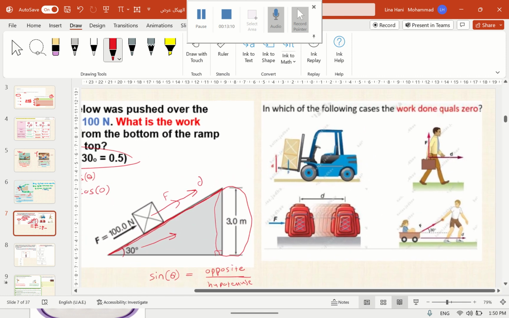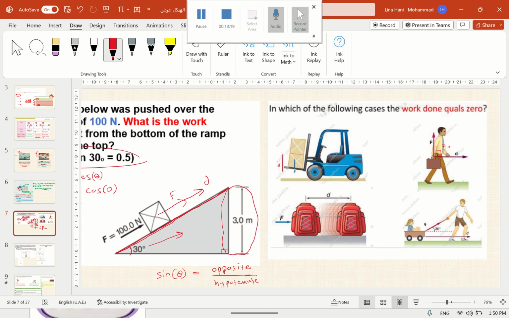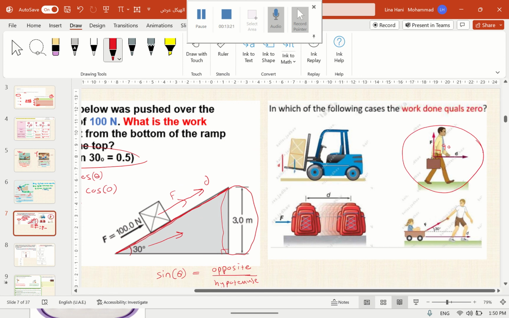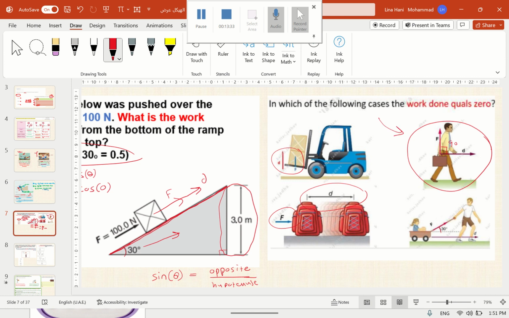This question here says, in which of the following cases is the work done equal to 0? Remember that when the angle between F and D equals 90, the work done by that force is 0. Here, both of them are in the same direction. Here also, both of them are in the same direction. Here they have an angle, but it's not 90. So here, in this case, the force is up and the displacement is to the right. So the angle between them is 90, and the work done would be 0.